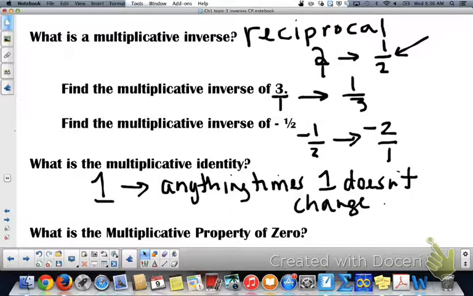Okay? Now, lastly here, the multiplicative property of 0. If you multiply anything by 0, you get 0. So it's like saying anything times 0 equals 0. That is the multiplicative property of 0. Okay, the next page is a couple examples. So I'm going to stop here and we'll do those on the next video.